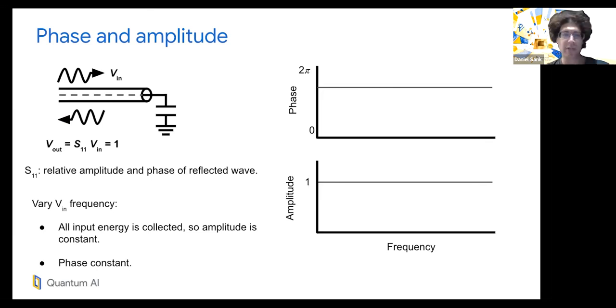Let's say this capacitance is really tiny, so it's basically just an open circuit. So as a function of frequency of that pulse going in from the left, the amplitude and phase are both constant. That's what's shown on the right. Very simple plots, horizontal lines. All right, next slide, please.